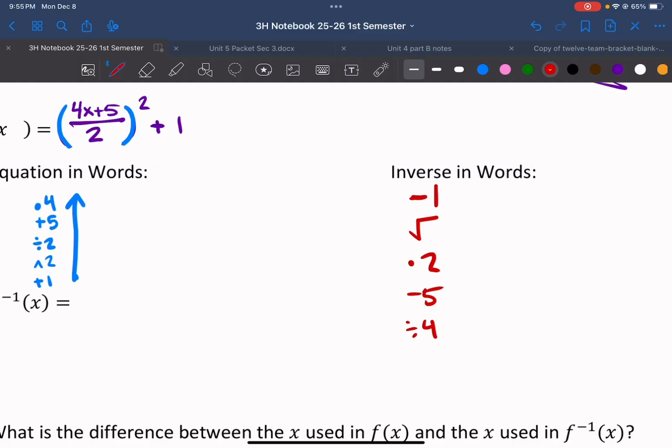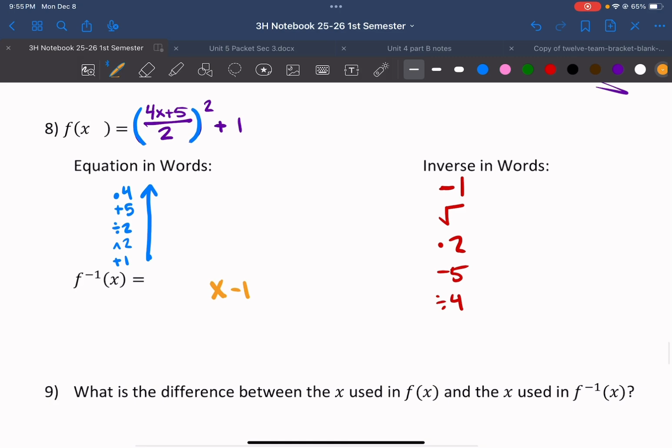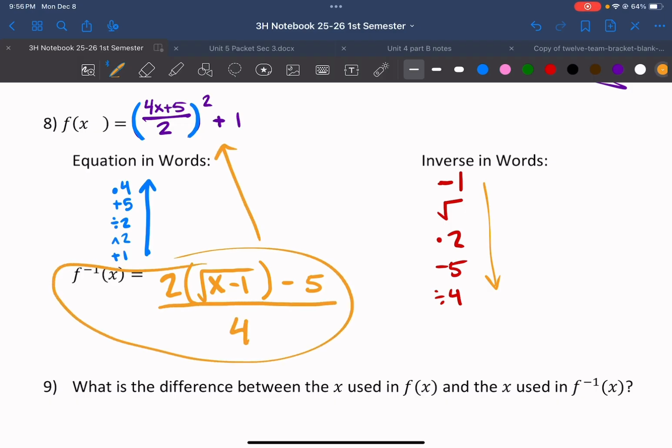Okay, so watch me apply all of this to an x. I'm going to take a blank x. I'm going to give it lots of space around it. To write the inverse of this big, long, ugly equation, I'm going to first subtract 1. Now I'm going down the line. Whatever's next gets applied to everything that happened before. Square root. Apply to everything. Multiply it by 2. Subtract all of that by 5. And last but not least, divide it all by 4. That is how you write an inverse.